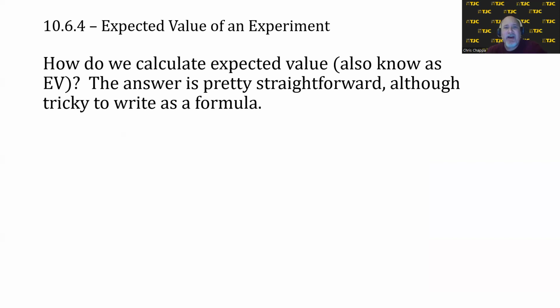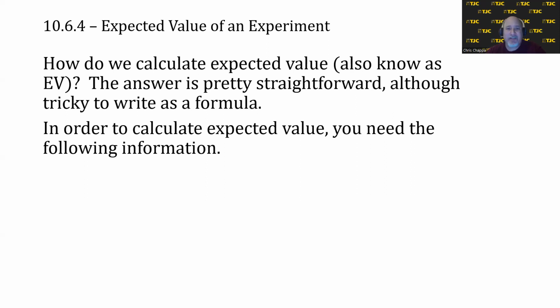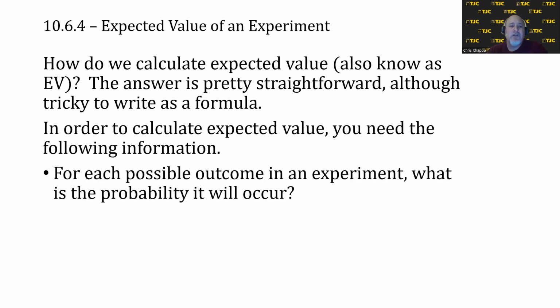Now, the answer to how to calculate expected value is pretty straightforward, although tricky to write as a formula. I'll describe how to calculate it, I'll show you the formula, and then you'll be thankful that we're not using the formula version. Now, in order to calculate expected value for an experiment, you need the following information. First, for each possible outcome in an experiment, what is the probability it will occur? Remember, an experiment is just a process that produces an individual result each time you conduct it.